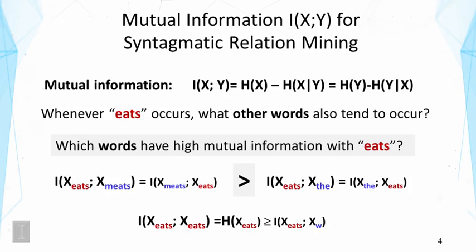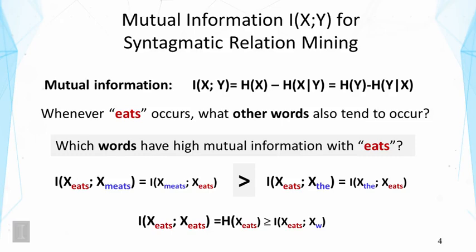So let's examine some intuition of using mutual information for syntagmatic relation mining. Now, the question we ask for syntagmatic relation mining is whenever eats occurs, what other words also tend to occur? So this question can be framed as a mutual information question. And that is, which words have high mutual information with eats? So we're going to compute the mutual information between eats and other words. And based on the same intuition as in conditional entropy, we will see that words that are strongly associated with eats will tend to have high mutual information, whereas words that are not related will have lower mutual information.